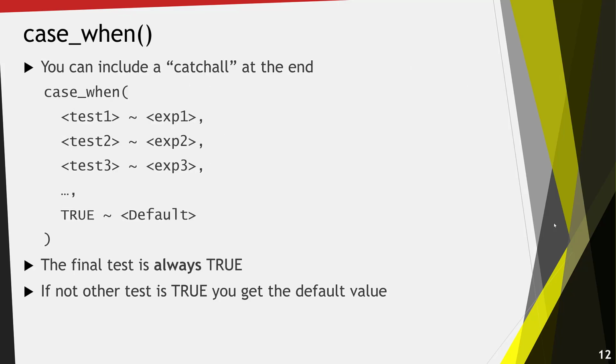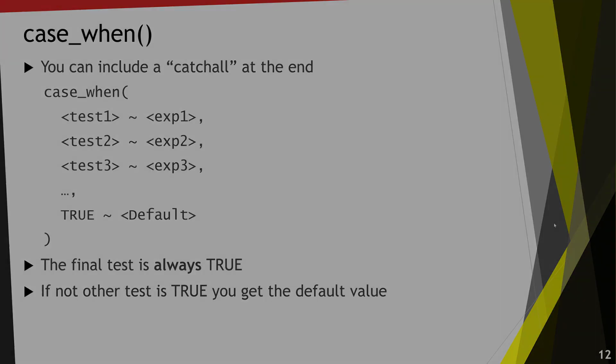How would you actually do this in practice? So after you write all of your logical tests in a case when, you include a last test, which is just the value true. And then as the expression, you have the default value that you would like to come out if no other expression matched. True will always return true, so that logical test will always be true. And if no other logical test matches, you'll get that default value.